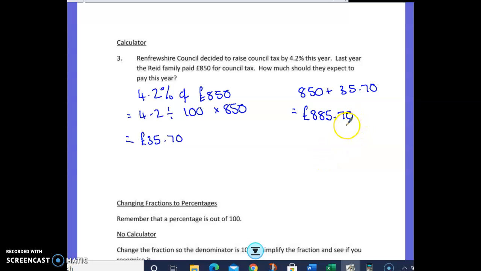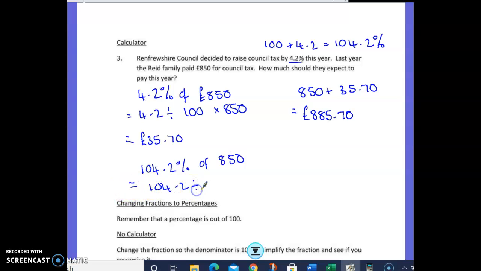I want to show you how to do this one a slightly different way as well. When you're looking at this one here, we've got our full amount. So we had 100%. They then raised it by 4.2%. So we've now got 104.2%. 104.2% of 850. Percent means out of 100. It doesn't matter that that number is now over 100. A lot of people think percent means up to 100. It doesn't. It means out of 100.